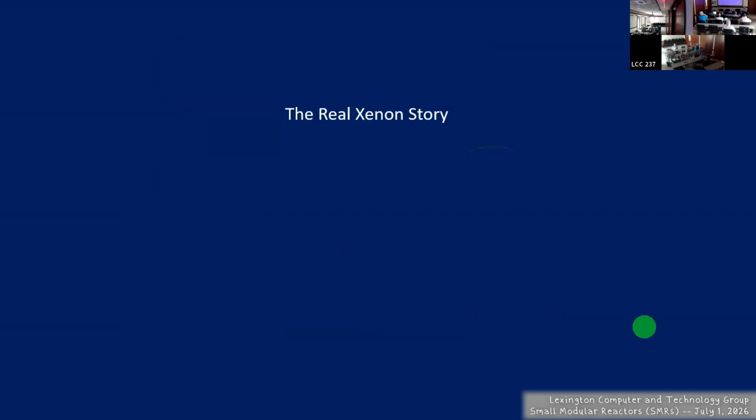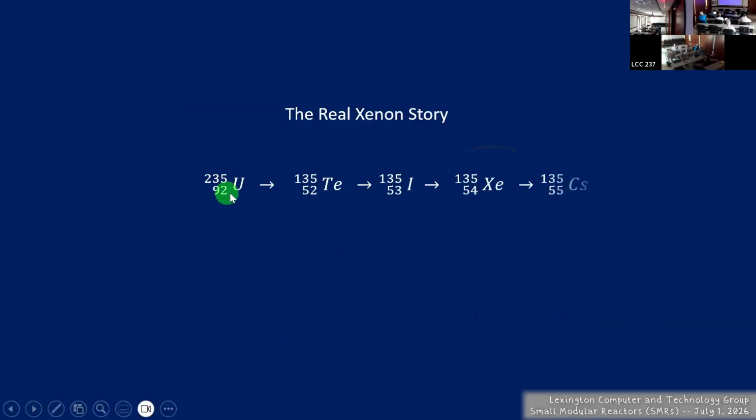So now the xenon story. Let's get a little scientific, because this is what happens when you don't know stuff. Here I give an example of U-235, and one of the halves is technetium. I didn't put in the other half. Now technetium will go to iodine.